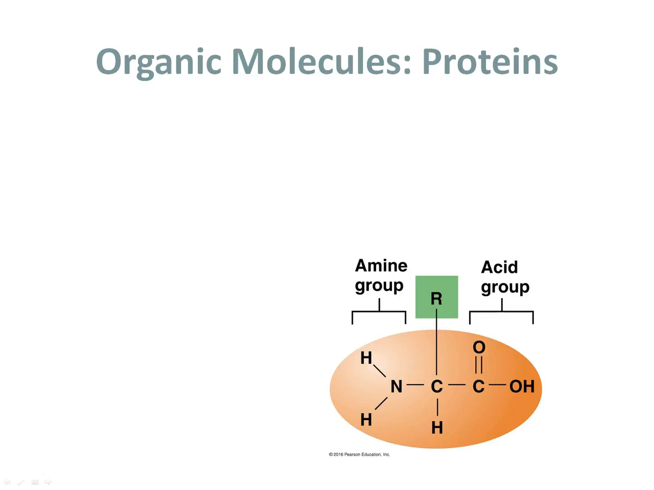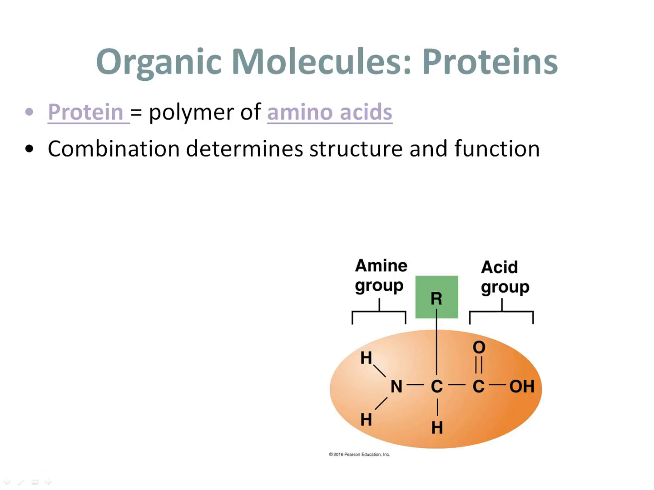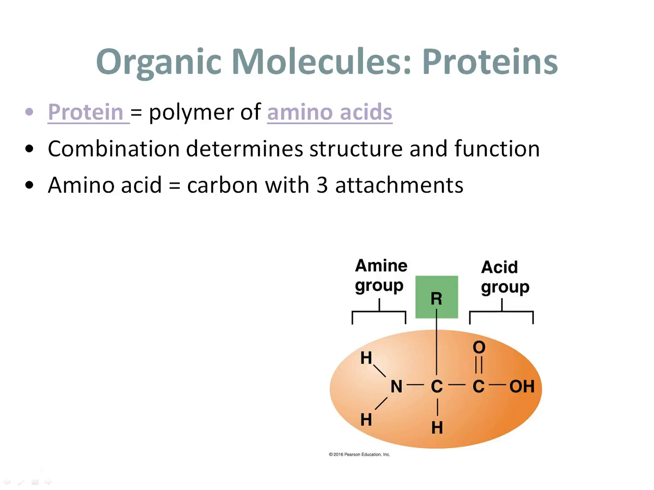Our second to last organic molecule is the protein molecule. Proteins are a polymer, or a big long chain, of amino acids. The combination of amino acids determines the structure and function. An amino acid is a carbon with 3 attachments. So we've got our carbon group right here in the middle. And then we also have an acid group and an amino group. That N is part of the amino group. Sometimes that acid group is also called a carboxy group.